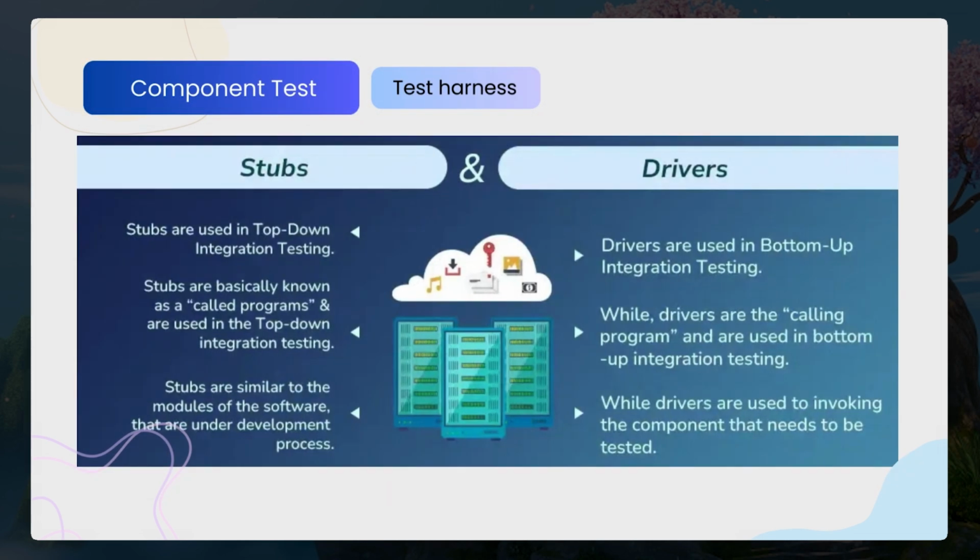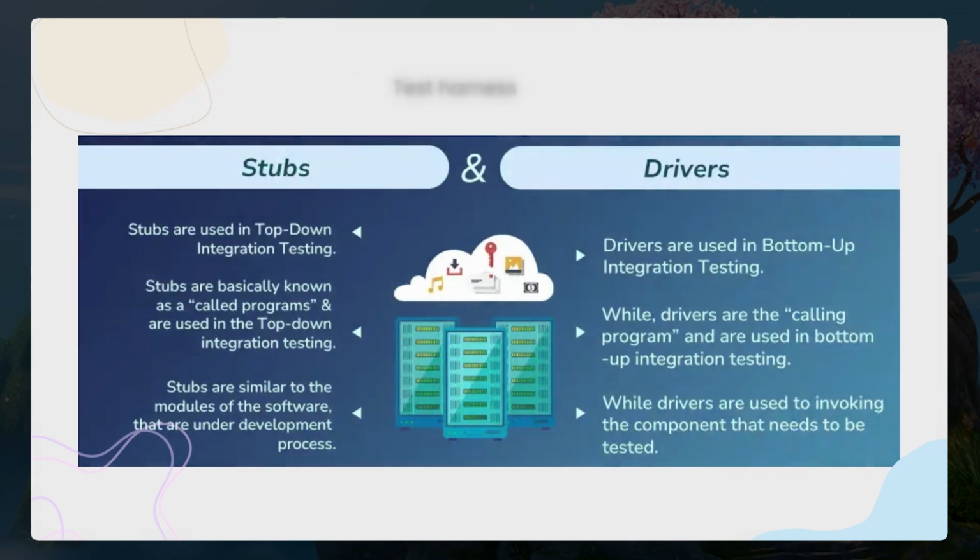In component testing, stubs and drivers are essential tools for isolating and testing individual components. A stub is a simplified version of a dependent component that provides predefined responses to calls, while a driver is a program that calls and controls the component under test. For example, to test a module that processes customer payments, you could use a stub to simulate the behavior of a payment gateway and a driver to send payment requests to the module.